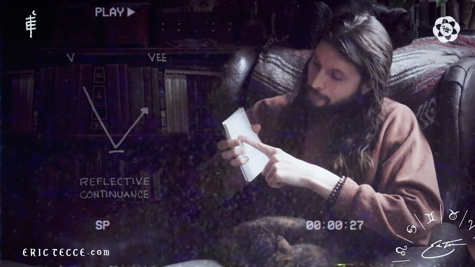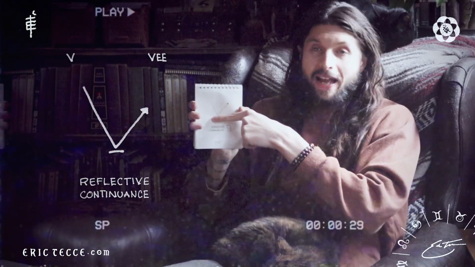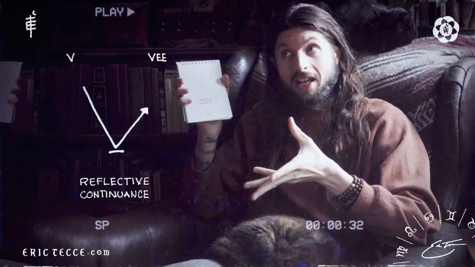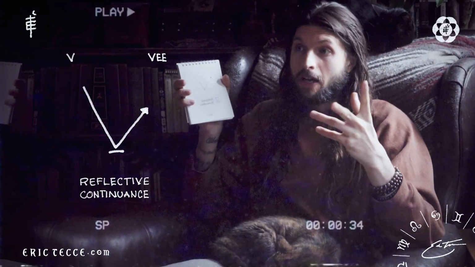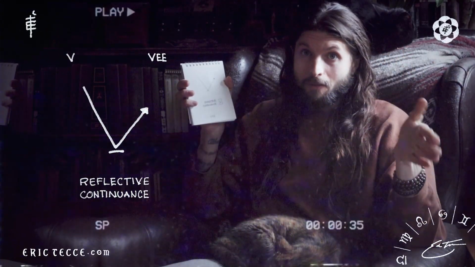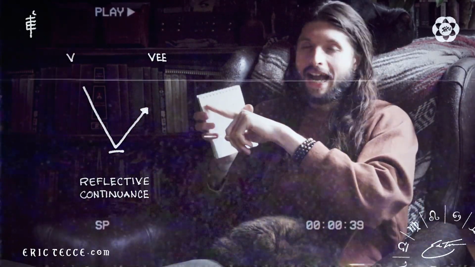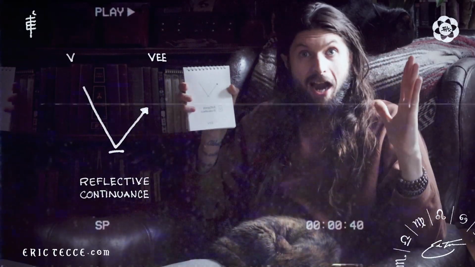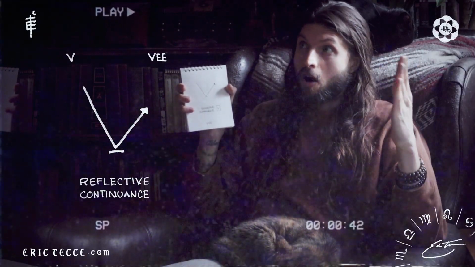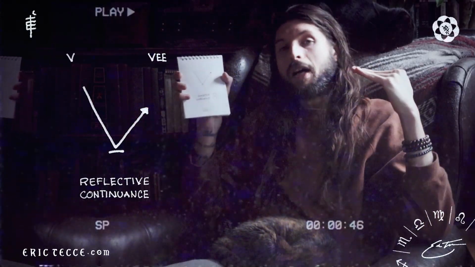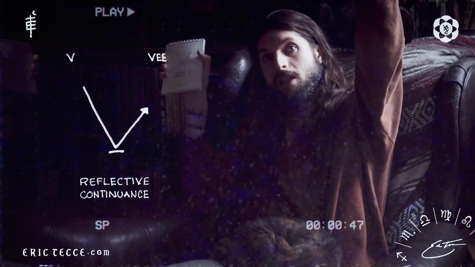V. V comes down and it reflects and comes back up. Now we can see V just like we see N. We can see V just like we see the letter A, I should say, upside down. And we can see it as directional, but we see this as more of a refraction of light. Now, a reflection of light bounces off and comes around. A refraction of light hits and then spreads.